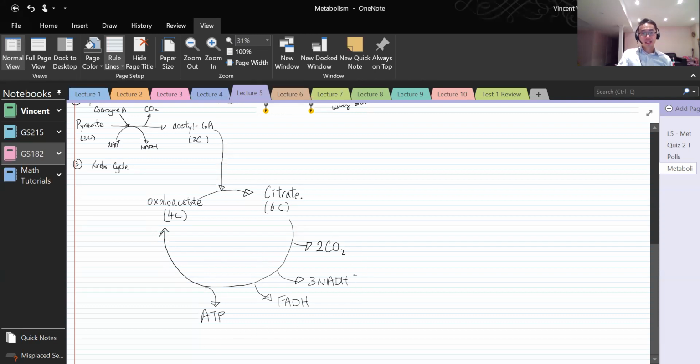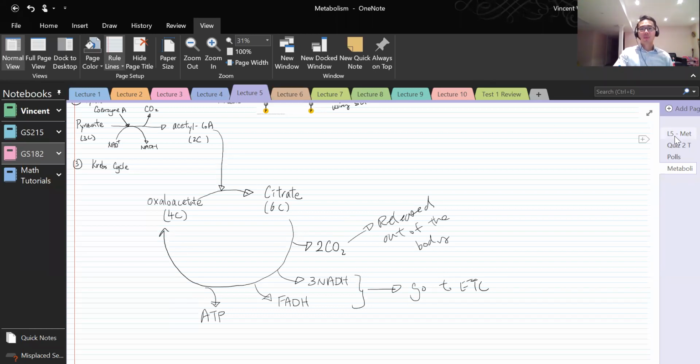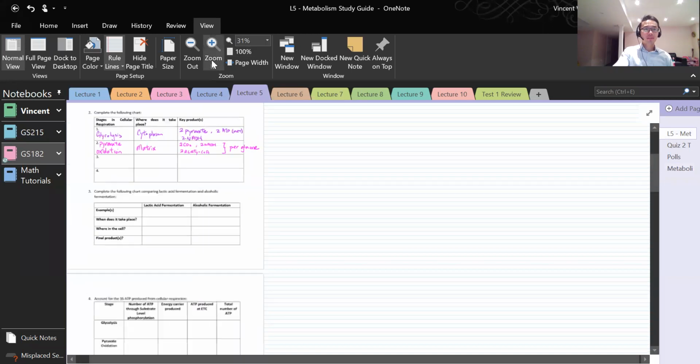Of course, these guys are going to go to the ETC. And this carbon dioxide is going to be released out of the body. You breathe it out. And this ATP is just ready to be used. If you need ATP for whatever reason, you can use it right away. So that is the Krebs cycle, the key events anyways. So when we go back to here, we can fill it in.